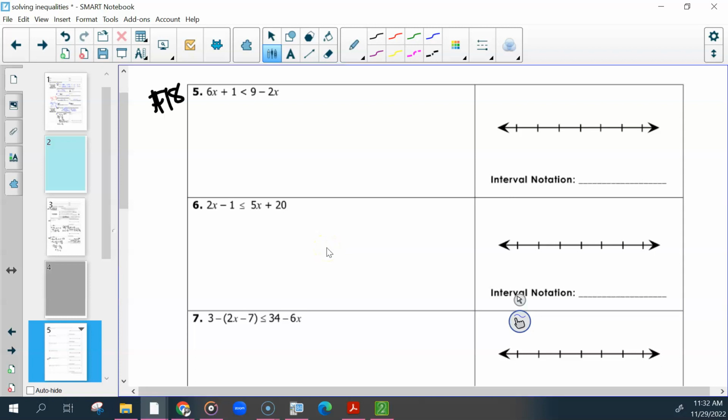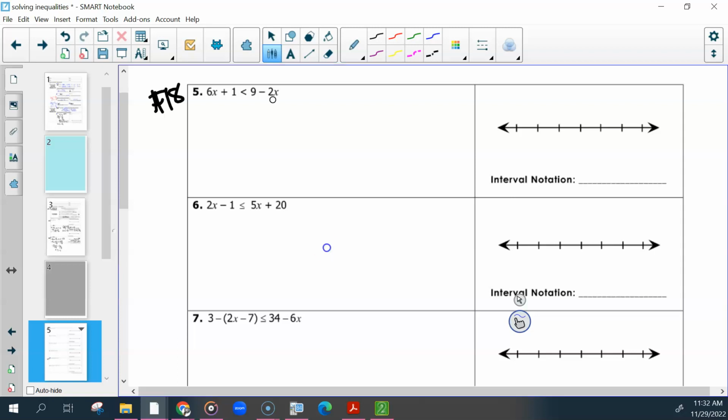Alright, we're going to do one more of these, and then any others you guys want to see, go over and have questions about. So look at number 5. Here we have variables on both sides. This is very similar to when we were solving equations with variables on both sides. We still need to get all the variables on one side, constant on the other. How you do that does not matter.